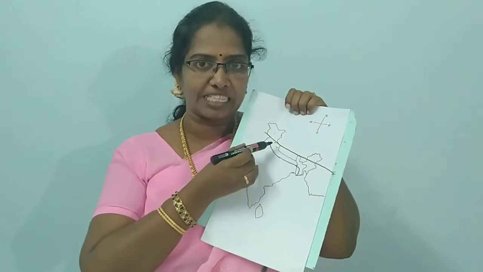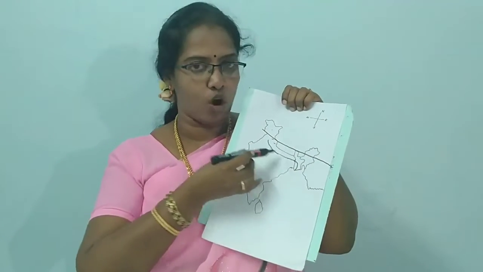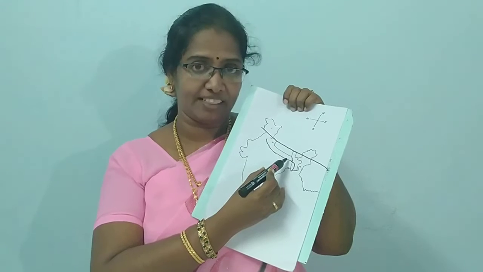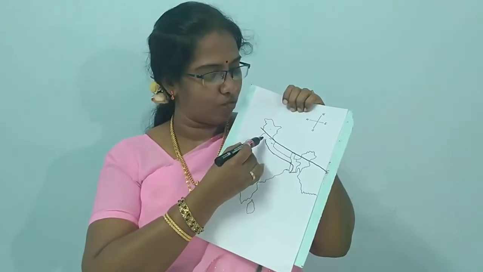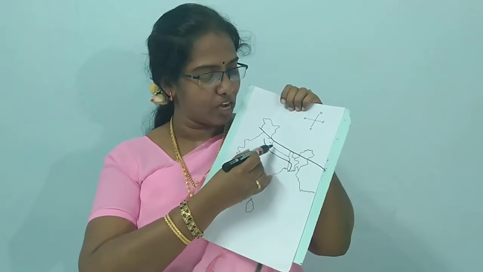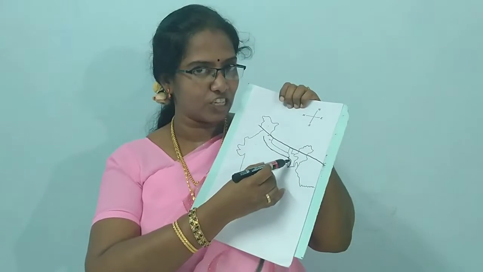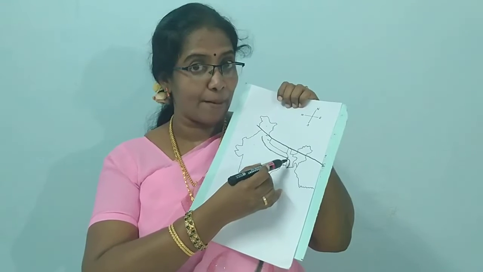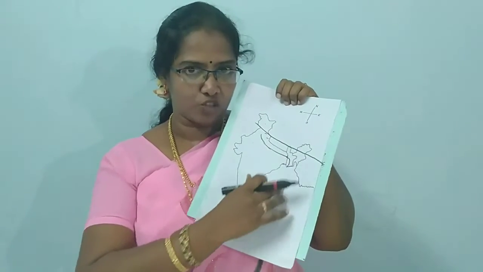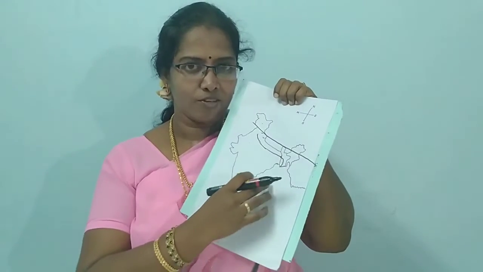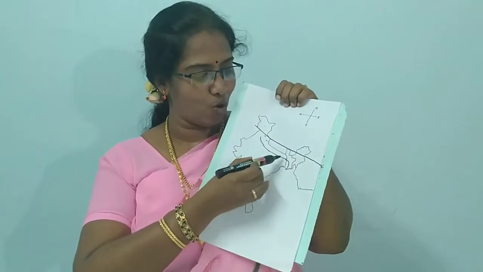So from the Gangotri glacier, which river is flowing throughout the states of Uttar Pradesh and Bihar? Ganga River. Yes, the Ganga River flows throughout Uttar Pradesh and Bihar. Finally, it enters into Bangladesh through the Farakka barrage. Afterwards, it is merging in the Bay of Bengal. Okay, so this is Ganga water.